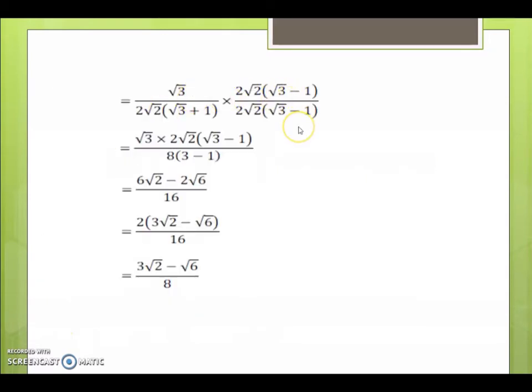So next step, I have rationalized the denominator. So I got 8 into 3 minus 1 and the numerator is root 3 into 2 root 2 into root 3 minus 1. Then here root 3 into root 2 when you multiply you will get root 6. Then take 2 common and you can cancel out 2 and 16. So the final answer will be 3 root 2 minus root 6 by 8.